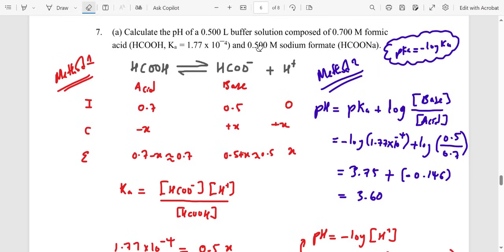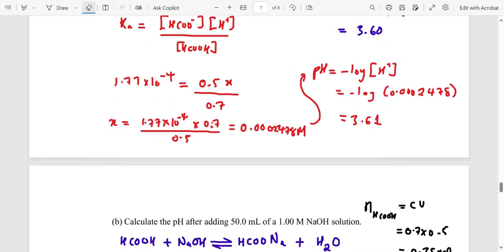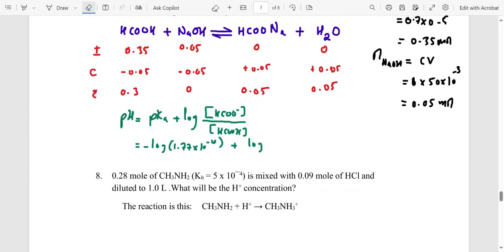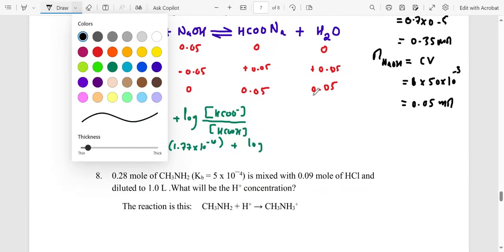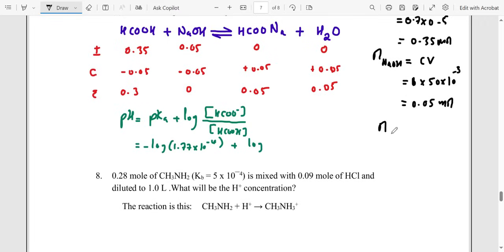If you calculate the moles for this one, please take note of that. The base that we are going to have at equilibrium is not just the base coming from the sodium hydroxide reaction. You also have the base from the buffer. I didn't account for that, and that can be a problem. So let's account for that also. The number of moles of sodium formate, which is HCOO minus, remember the concentration was 0.5 from the equation.